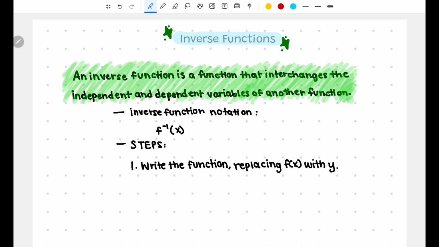The first step is to rewrite the function replacing f of x with y. So if we're given the function f of x is equal to 2x plus 3, after doing step 1, y is equal to 2x plus 3. So in this case, we're just replacing f of x with y. That's the very first step.